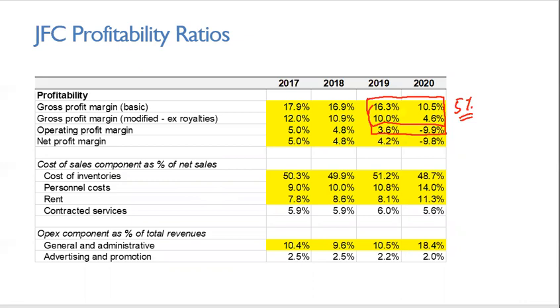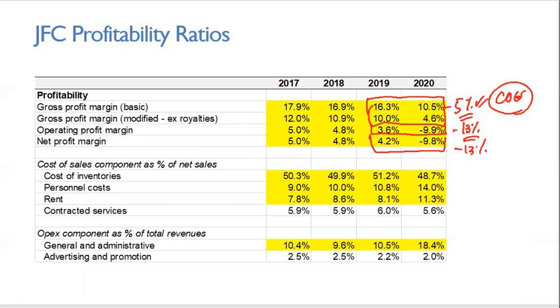Bumaba by 13% or 14% ang operating profit margin. Bumaba by 9 plus 4, 13% ang net profit margin. Okay? So kung tutuusin, yung decrease ng profitability na 5%, ibig sabihin cost of goods sold yung may problema.